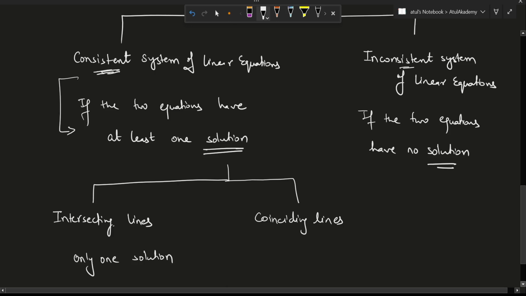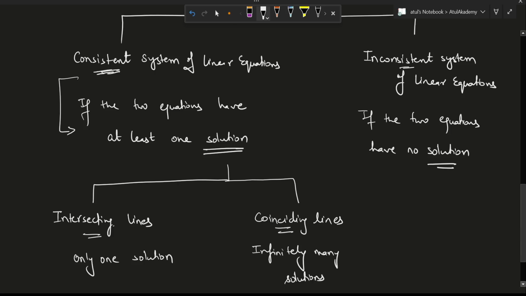Here I said that consistent means at least one solution. So if there is only one solution, they are said to be intersecting lines. Coinciding lines means there are infinitely many solutions. When you have an inconsistent system of linear equations, meaning there is no solution, then the lines are said to be parallel lines.